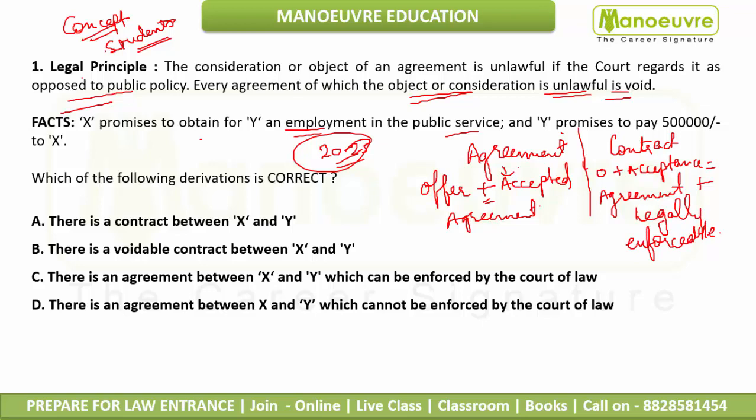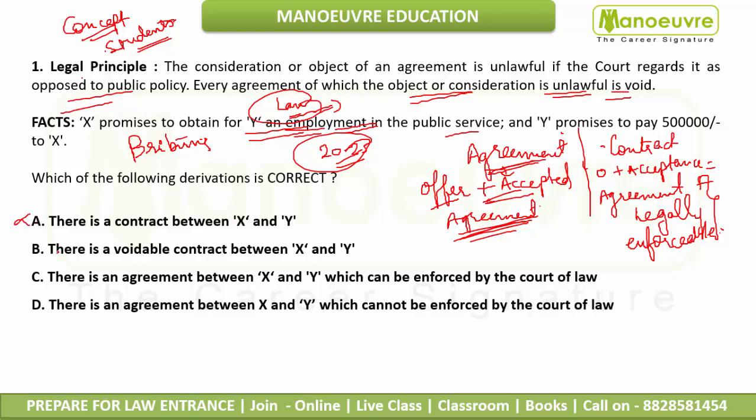Okay? So over here, there is a promise. X promises to obtain for Y an employment. So over here, there is an offer and there is an acceptance, correct? There is only an agreement over here. And Y promises to pay 5 lakh, correct? But over here, if any of the parties to it does not fulfill, can you go to the court of law and say, guys, that he is not performing his part of the contract? It is a clear case of bribing. So bribing cannot be legally enforceable. So this particular deal is only till the term of agreement. It can never be a contract. So there is a contract between X and Y.